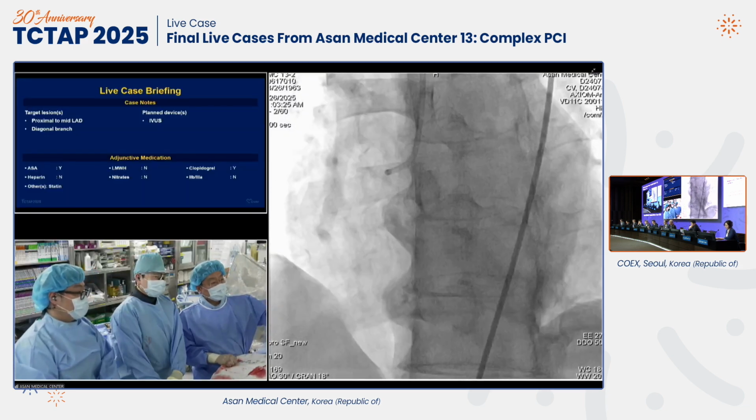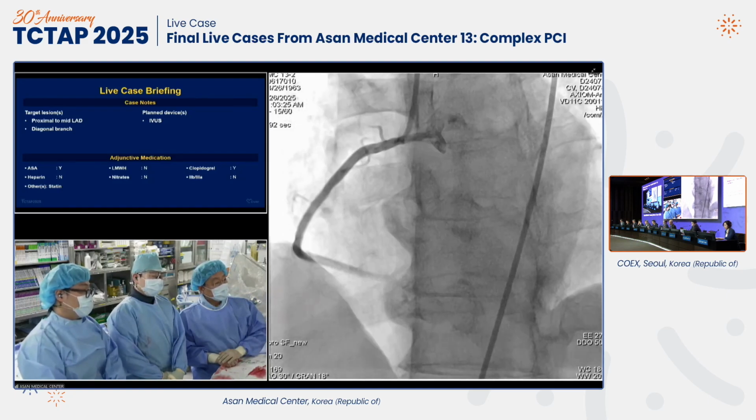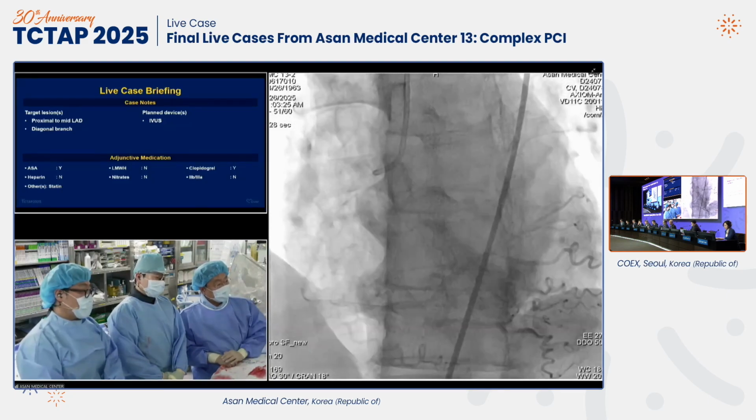Okay, would you show us this right coronary? Can you see that? Yes. All right. Dominant system is normal. Okay, next.